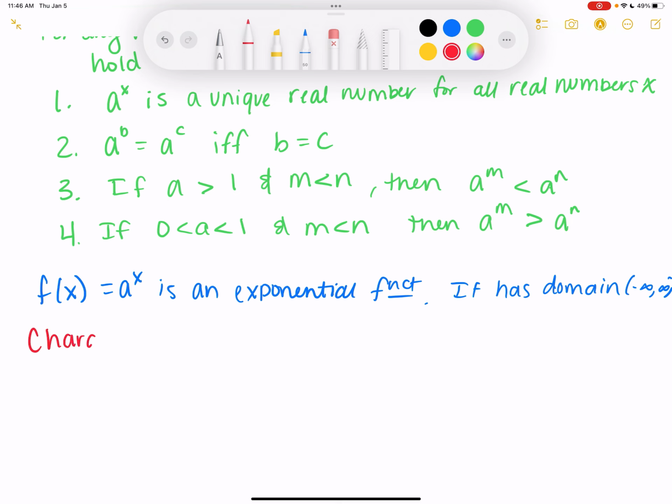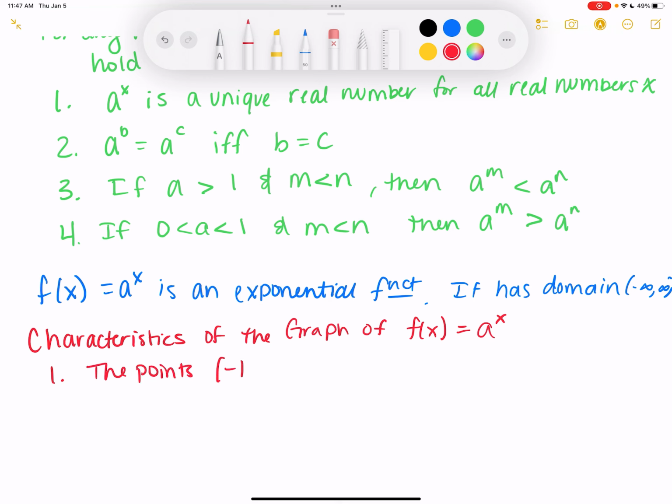All right, the characteristics of the graph of f of x equal to a to the x. First one, the points (-1, 1/a), (0, 1), and (1, a) are on the graph. So those are like three easy points to plot.